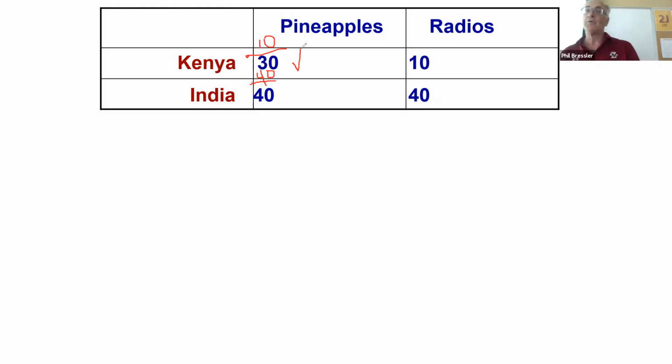Okay. Now, if you remember, I said you could only have the comparative advantage in one. So if I know Kenya has pineapples, I know India has radios. But let's work it out to make sure I'm right. Okay? So Aaron, if radios are 10, what's the other going to be for Kenya?